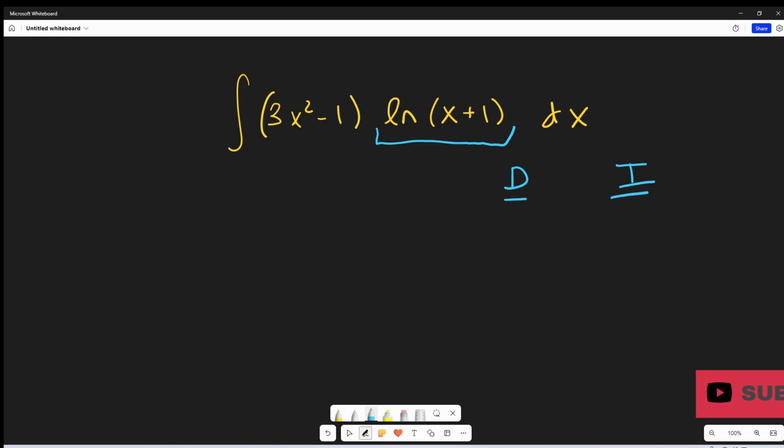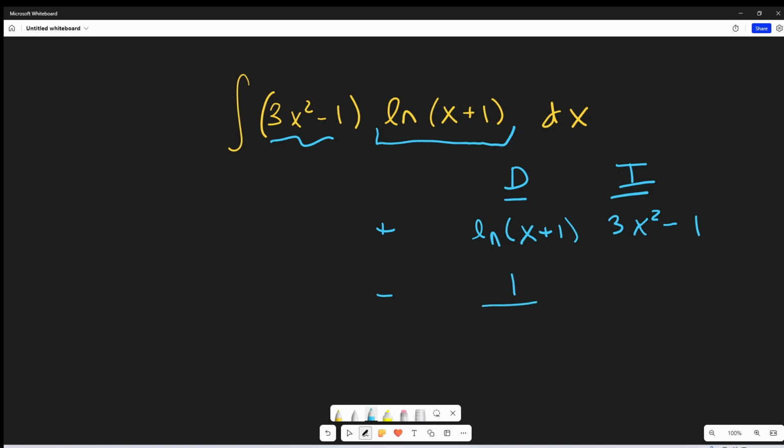We want to differentiate our natural log because it's going to be hard to integrate that alone. So we'll differentiate our natural log of x plus 1, and we will just integrate this 3x squared minus 1. Now, when we differentiate natural log, we'll put a minus up front there. It's just going to give me 1 over x plus 1. We don't really have to worry with the chain rule, but if we take the derivative of x plus 1, we just get back a 1.